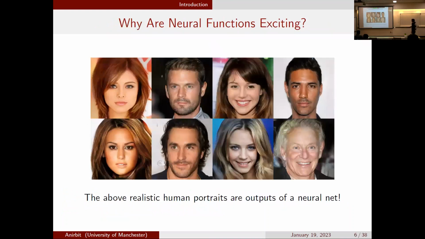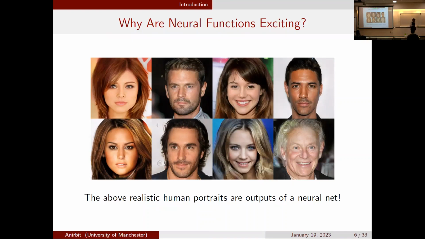Why are such functions exciting? Because of experiments like this. These are outputs of a neural network. It's a very famous experiment you can Google up. You can go to the website called thispersondoesnotexist.com. Every time you refresh the website, you get a new human face as an output of a neural network.